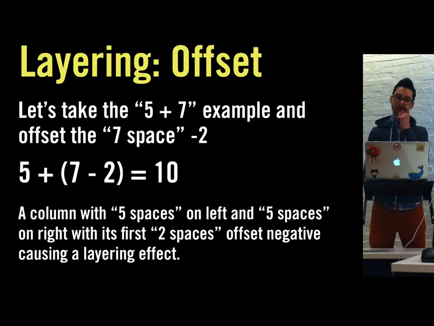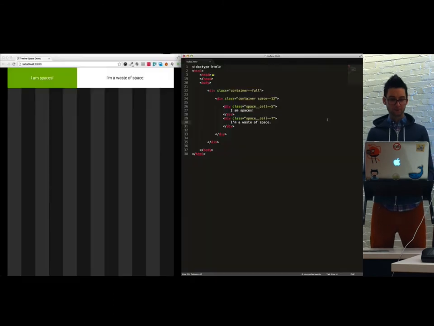So let's go back to the 5, 7 example. And let's offset the 7 a -2 space. So what that will actually do is in the offset negative, you're subtracting that number. So I have a 5 space on the left and a 7 space on the right. But when I move it -2 spaces, it actually acts as 5 space, so I actually gain 2 more spaces. Let me show you that example.